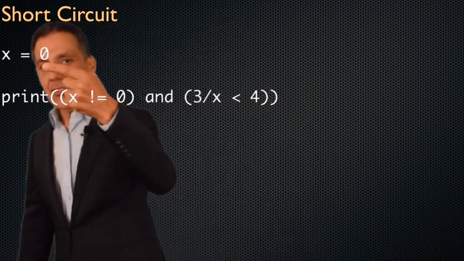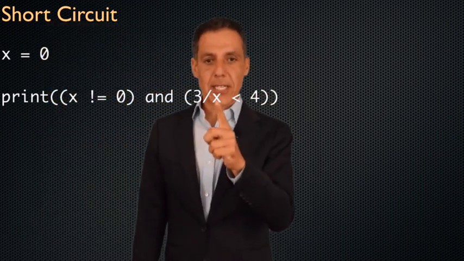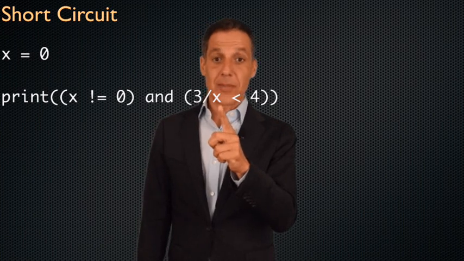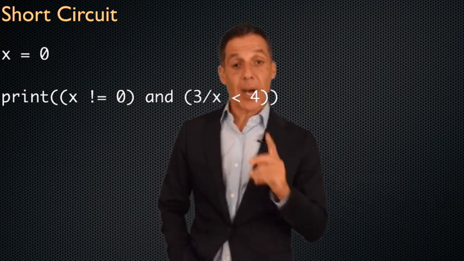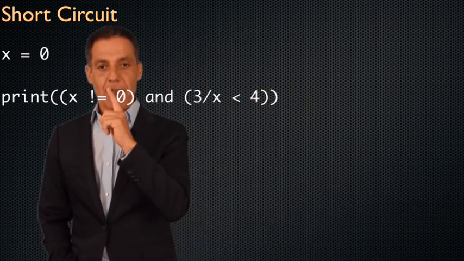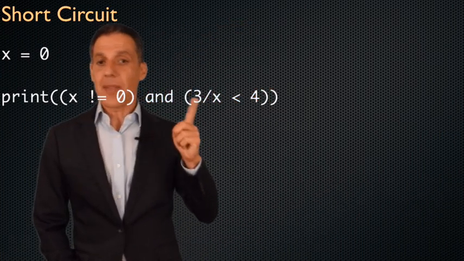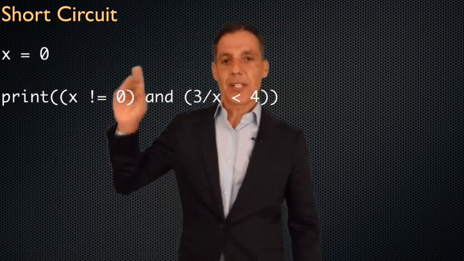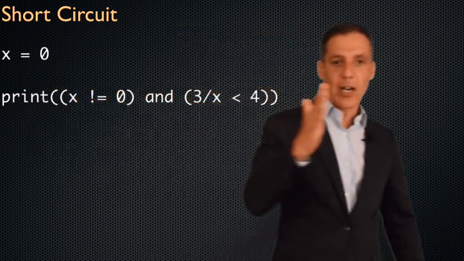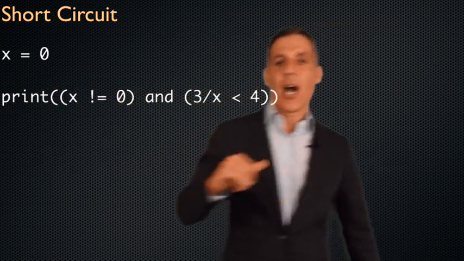Now, when x is 0, what's going to happen right here? I'm going to try to divide by 0, and I'm in a lot of trouble. Yep. So that's going to be a little bit of a problem for me. But you can go ahead and type this into Python, and this will not give you an error. It will not give you a divide by zero error. It will return false.